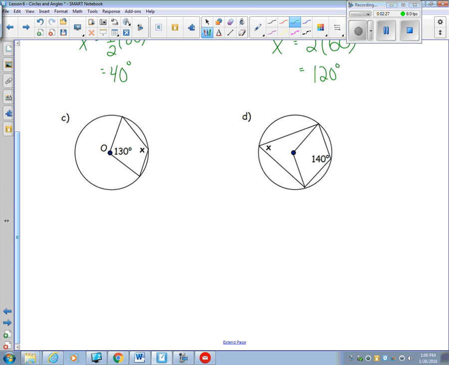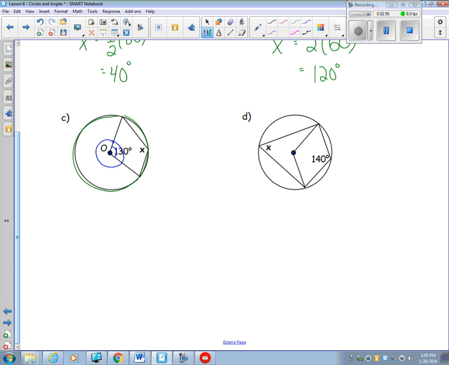Take a look at C here. Look at this diagram. The 130 would be on this arc, but the x would be on that arc. They're inscribed in different arcs. The formulas only work if they're inscribed in the same arc, so we have to think about this question in a different way. 130 is part of the circle. Specifically, 130 is on that side of the circle.